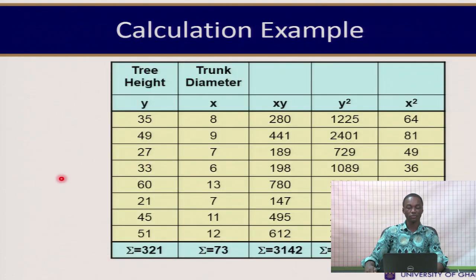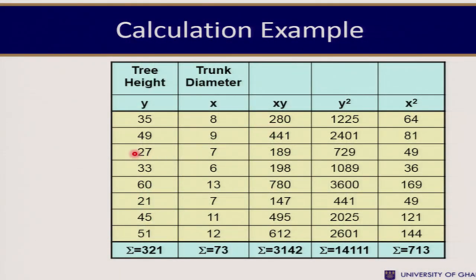For example, assuming you want to find the relationship between the tree heights and then their trunk diameter, where y is the tree height and then x is the trunk diameter, at one point we are going to multiply the values of x and y. So we create a new column, that is xy. So 35 times 8 giving us 280, 49 times 9 giving us 441, and so on. Then we put them together and we get 3,142. We also do the same and calculate y squared, that is squaring all the y values.